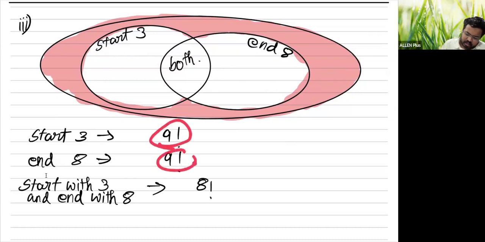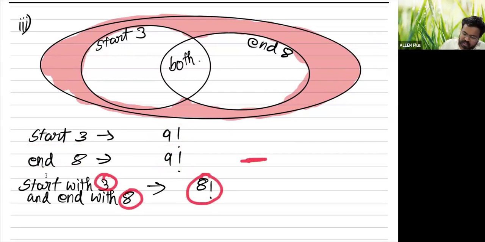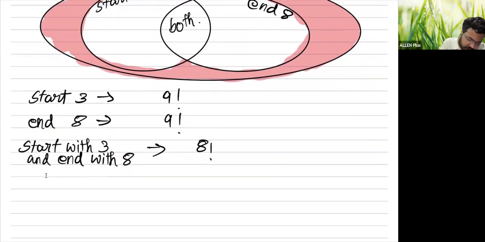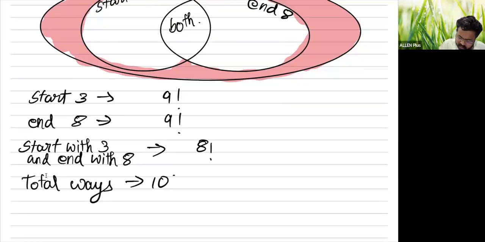Anyone has confusion in this? Number of arrangements that start with 3, end with 8, they each will be 9 factorial. Number of arrangements that start with 3 and end with 8, both, that will be 8 factorial, because you have fixed the first and last digit, there are 8 other numbers remaining inside here. They will be arranged in 8 factorial ways. Okay. And total ways is that is always 10 factorial.